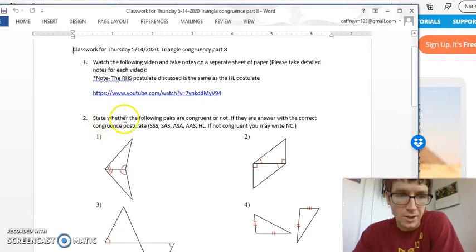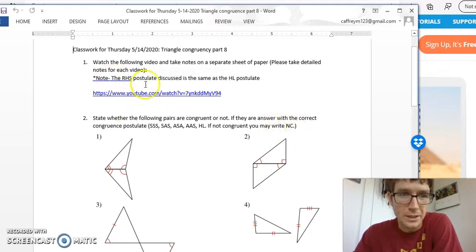The instructions are: state whether the following pairs are congruent or not. If they are, answer with the correct congruence postulate. So our options are side, side, side; side, angle, side; angle, side, angle; angle, angle, side; and hypotenuse, leg, HL. If not congruent, you may write NC for not congruent.